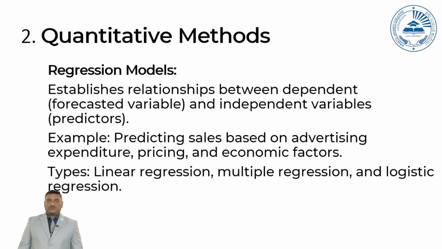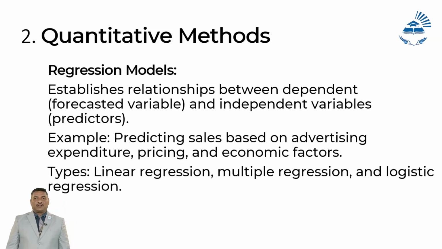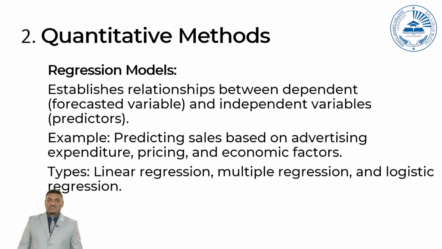If you have only one independent variable and one dependent variable, we call it simple linear regression. In some cases we need more than one independent variable. In that case, we call it a multiple regression model. In that, there is one dependent variable and more than one independent variable. For example, we are able to predict sales based on advertisement expenditure, pricing of the product, and economic factors. Like that, we get multiple independent variables.